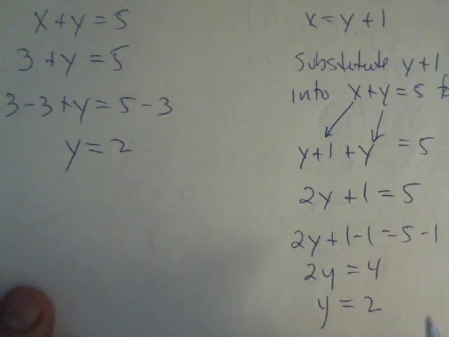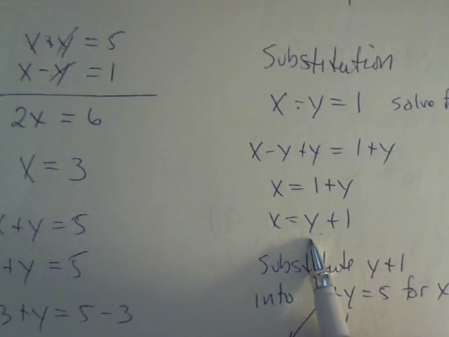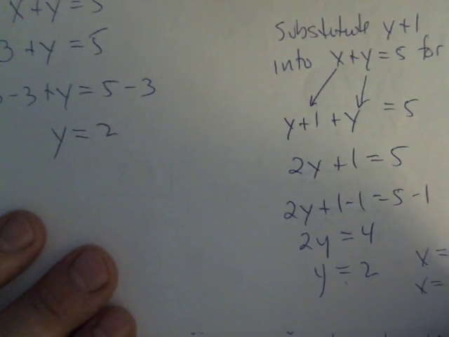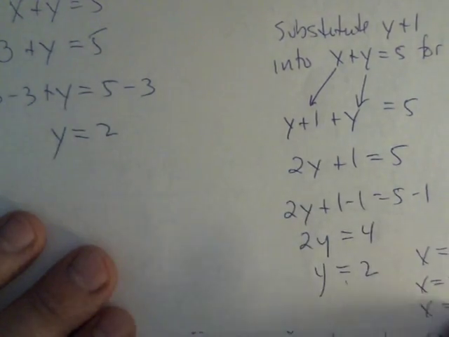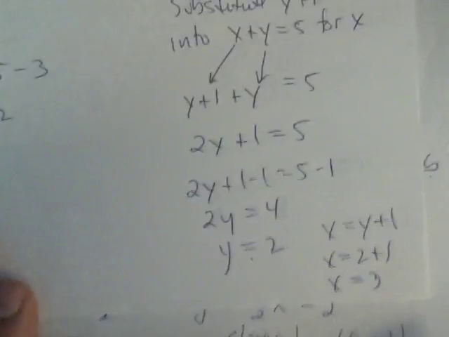The good thing about this method is once I find y, I can put it right up into here and get x. So I know that x is y plus 1. Well, I know y is 2, so x is 2 plus 1, which is 3. So you've seen 3 different ways that we got the same answer.